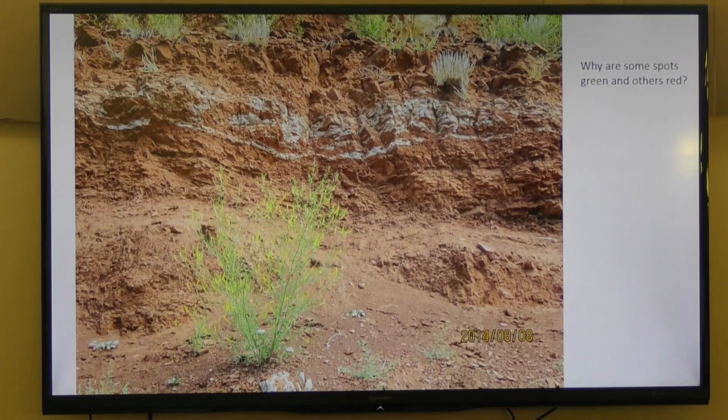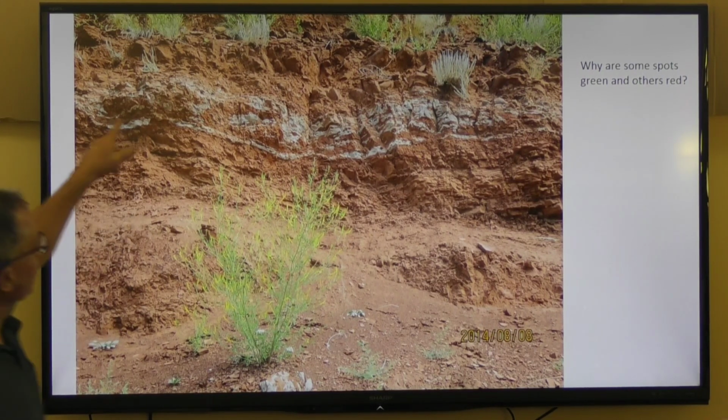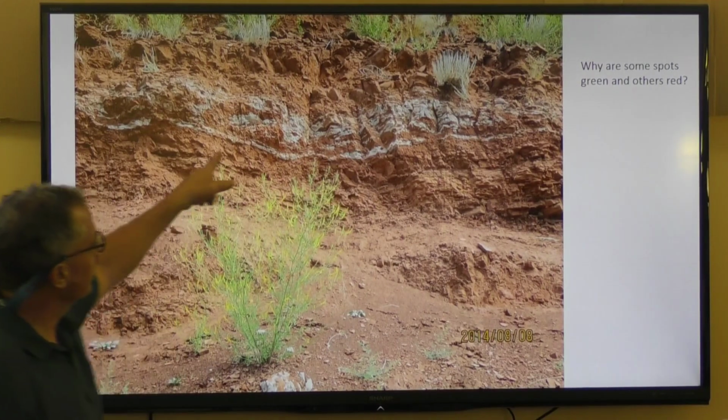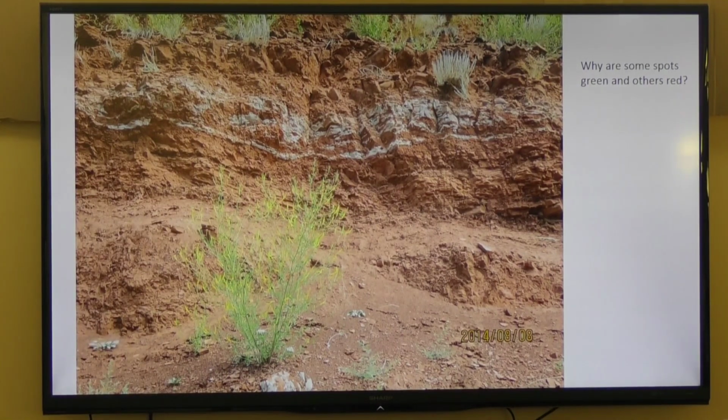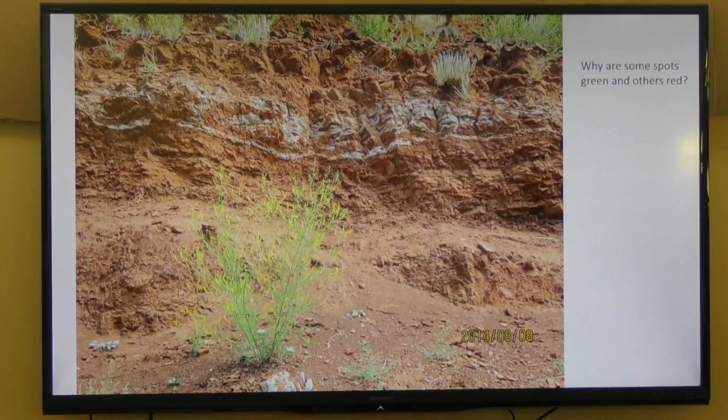Okay, so we talked about it being red. Why are there green spots here? This is the base of the Chugwater in the Gros Ventre. Is that still Red Hills? This is just before you get to the slide turn off. It's at the base of the Chugwater. In the Red Hills, there's this big fault and it's kind of covered the base.